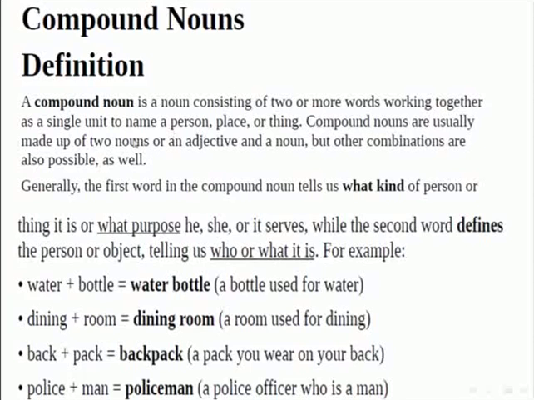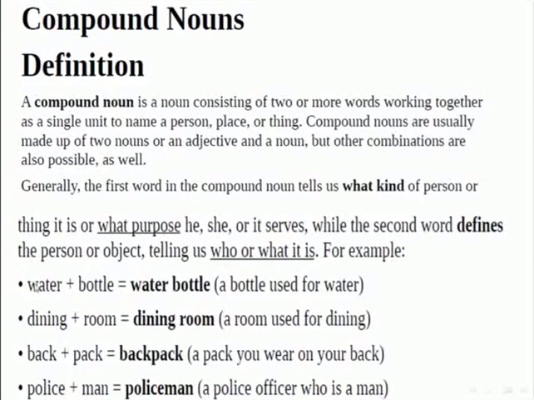Compound nouns are usually made up of two nouns or an adjective and a noun, but other combinations are also possible as well. Generally, the first word in the compound noun tells us what kind of person or thing it is, or what purpose he or she or it serves. So the first word is usually important in a compound noun, while the second word defines the person or object, telling us who or what it is.